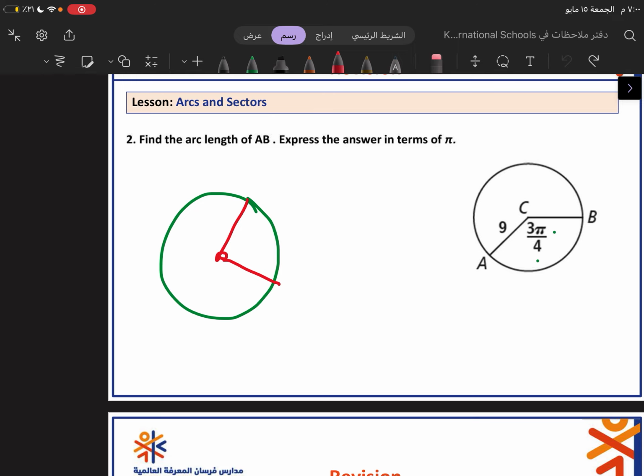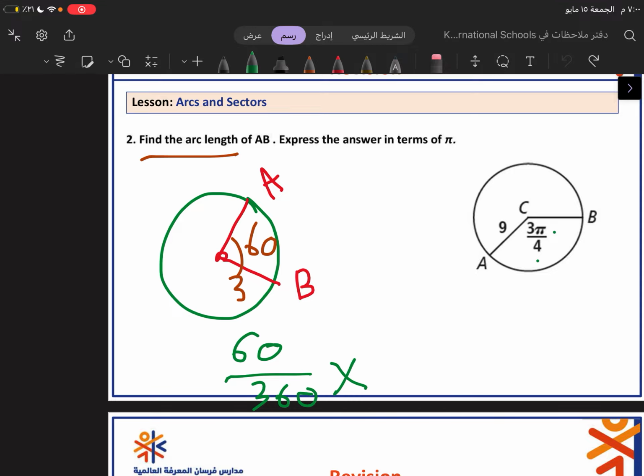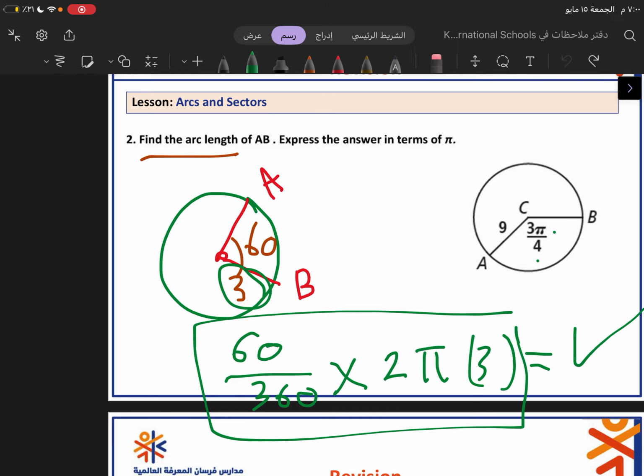Okay, A, B, the radius is 3 and the angle is 60. Now he asks, for example, the question, find the arc length. Okay, directly, 60 over 360 and multiply it by the circumference, which is 2 pi r, which is 3, and we get the answer. Put it in your calculator, then enter, and you get the answer.